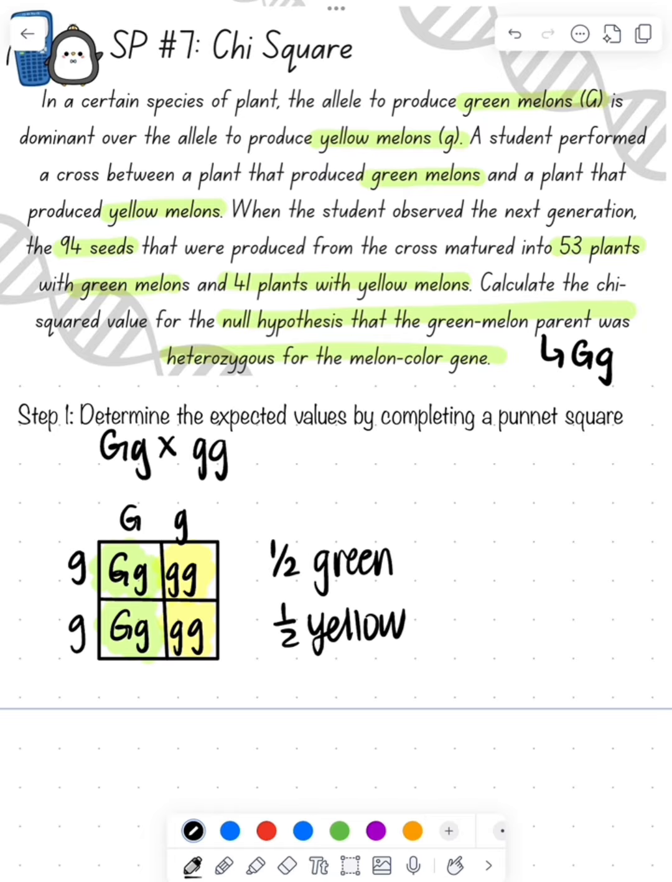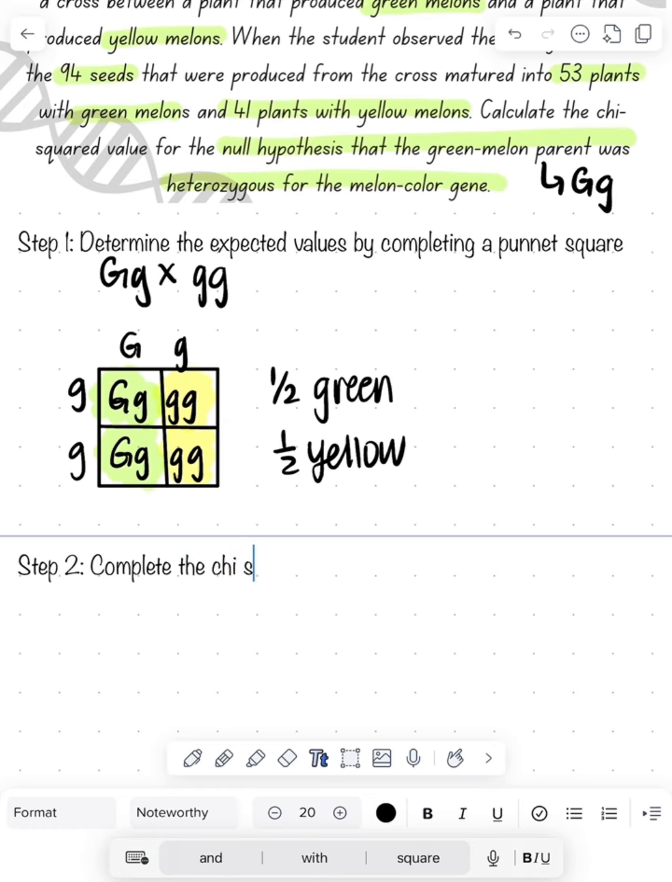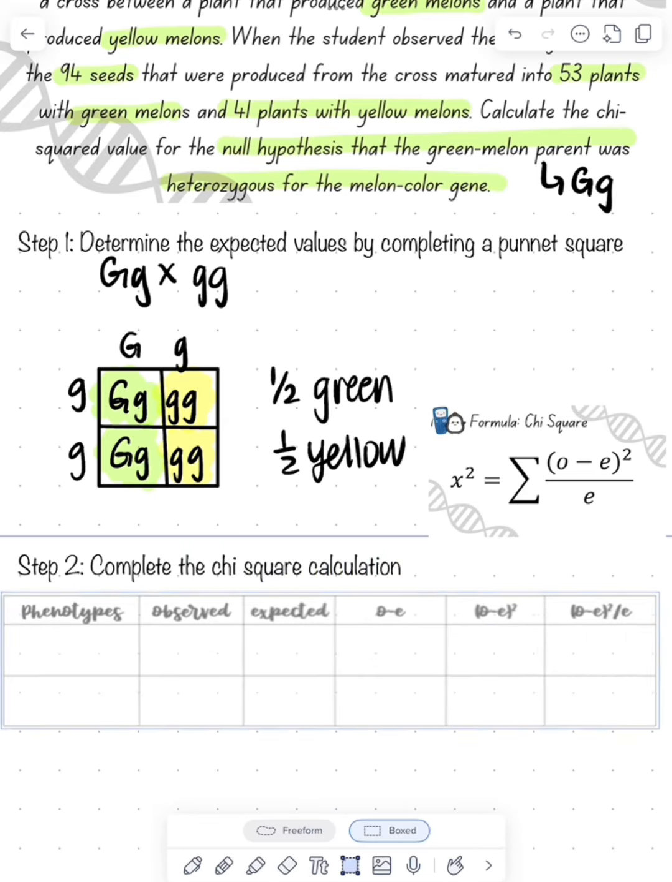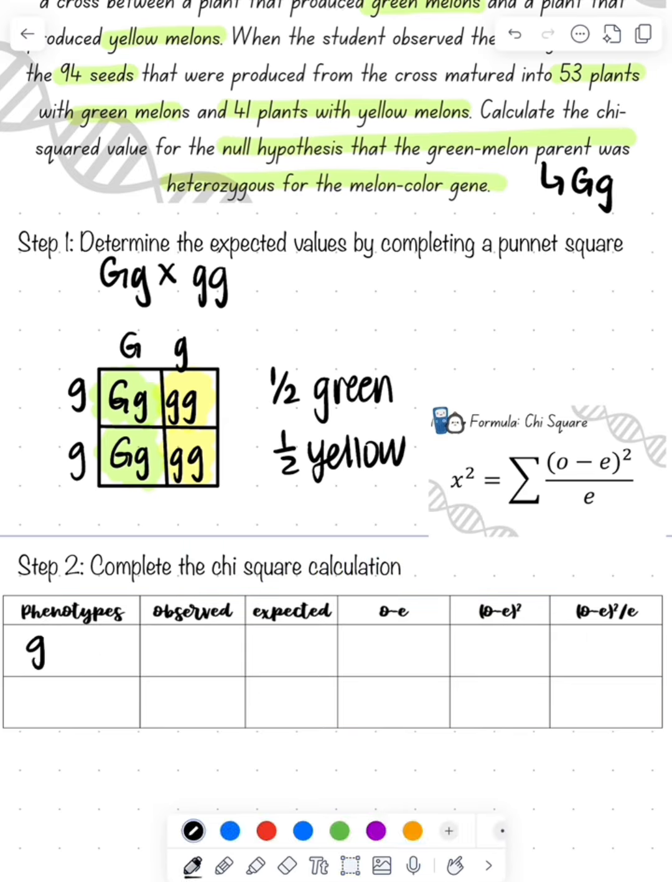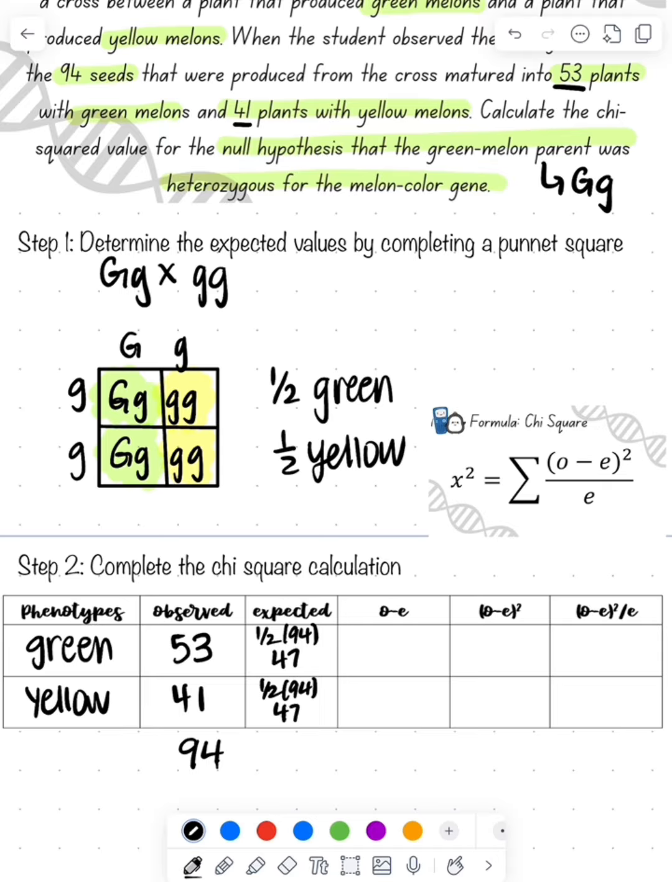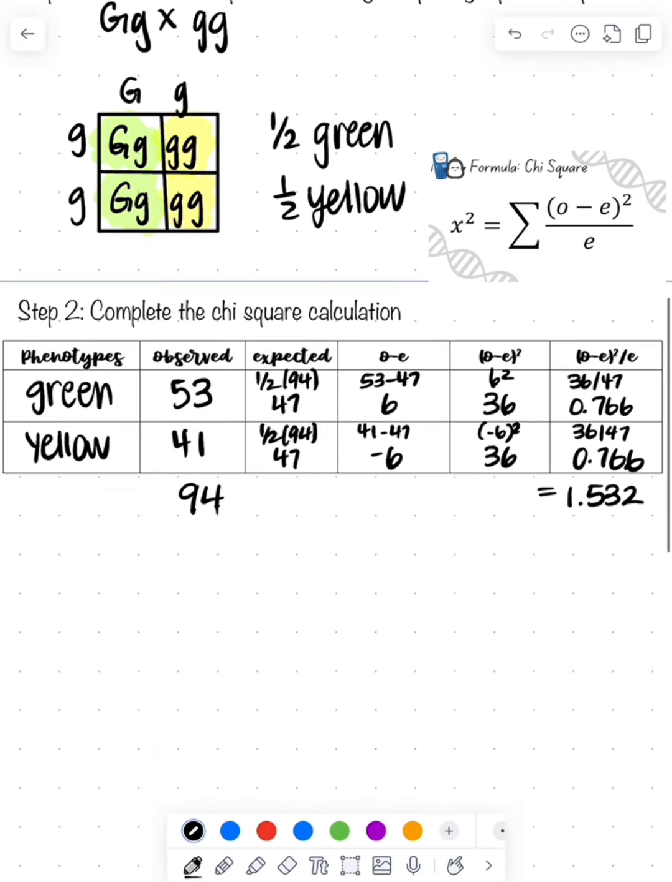So our next step is going to be to complete the chi-square analysis. Whenever we do our chi-square, we are of course going to set up this beautiful little chart. So we'll put our green and our yellow phenotypes in there. We put the observed values. So there were 53 that were observed to be green and 41 that were yellow. So that gives us 94 total offspring. So half of them are going to be green and half of them will be yellow. Then we'll do our observed minus expected, then the observed minus expected squared, and then the observed minus expected squared divided by the expected. And that will give us a total value of 1.532.